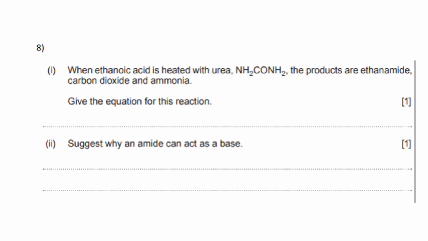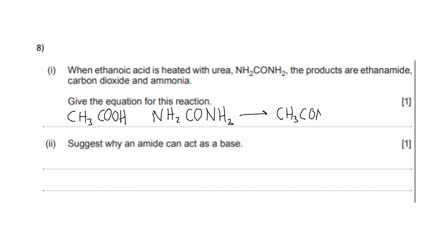Question 8 is about ethanoic acid being heated with urea. And it tells you that when you treat a carboxylic acid with urea, you form an amide, carbon dioxide and ammonia, and you're asked to give an equation for the reaction. So ethanoic acid is CH3COOH. Urea is NH2CONH2. And the products are ethanamide, which is CH3CONH2, carbon dioxide, CO2, and ammonia, which is NH3.